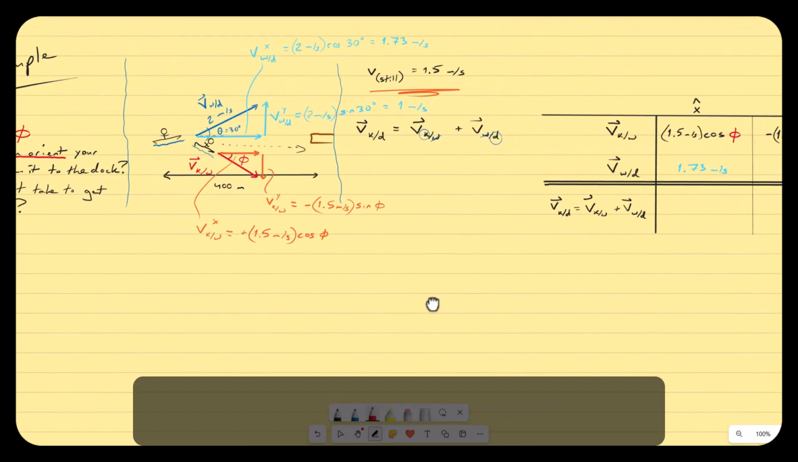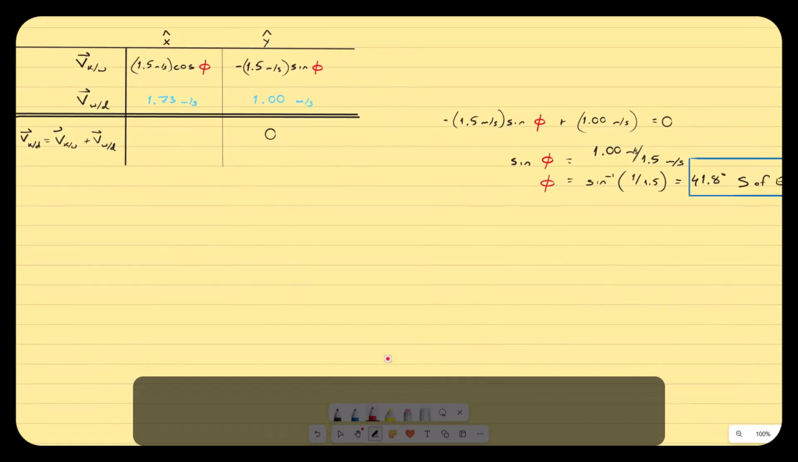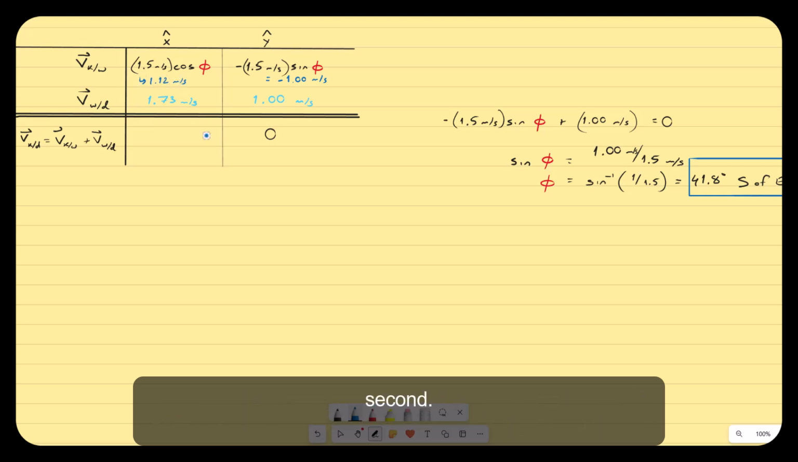I'm going to go back here and I can fill in my table. I know this thing equals negative 1 meter per second, so that column would be 0. And this one, if I do 1.5 times the cosine of 41.8 degrees, I get 1.12 meters per second, which means over here 1.12 plus 1.73 is 2.85 meters per second.